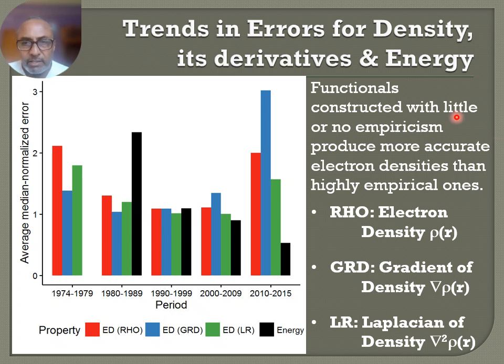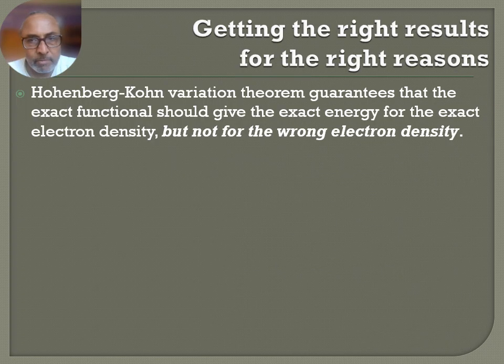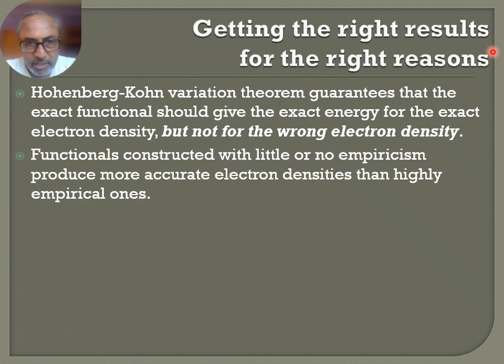Thus, functionals constructed with little or no empiricism may produce more accurate electron densities than highly empirical ones. So, how do we get the right results for the right reasons? Well, the Hohenberg-Kohn variation theorem guarantees that the exact functional should give the exact energy for the exact electron density, but not for the wrong electron density. As we have seen, functionals constructed with little or no empiricism produce more accurate electron densities than highly empirical ones.